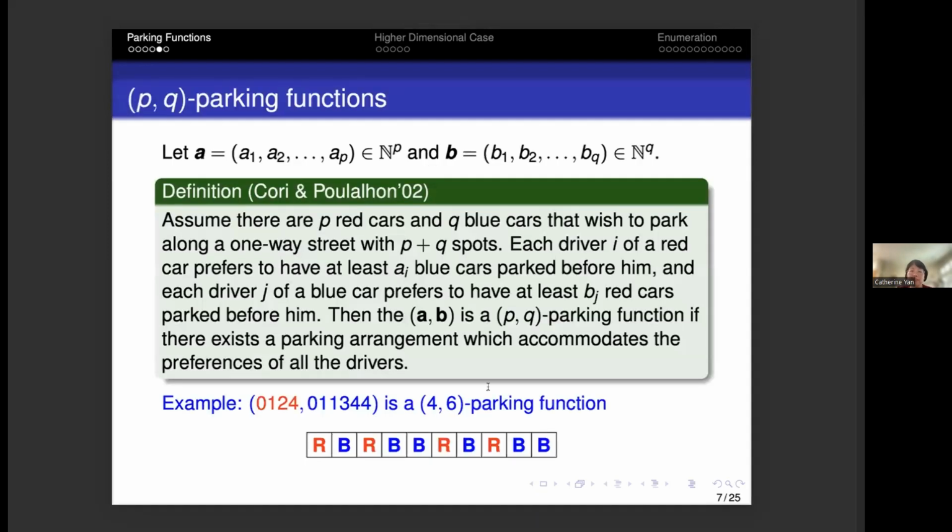So for a long time I've been interested in what the natural higher dimensional generalization of parking function is. Here there is one in the literature defined by Corey and Polahon. In their paper, they have several equivalent characterizations, and I'm choosing this one because I think it's the easiest one to understand. A double PQ parking function refers to a pair of integer sequences, one of length p and the other of length q.